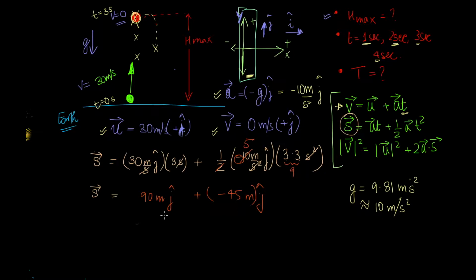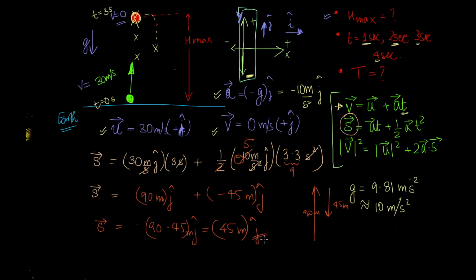So this is essentially taking two vectors, one 90 meters and the other one 45 meters in the opposite direction, in the j cap direction. So that gives you s equal to 90 minus 45, and that's nothing but 45 meters in the j direction. So this tells us that in 3 seconds the body would have traversed 45 meters in the j direction.